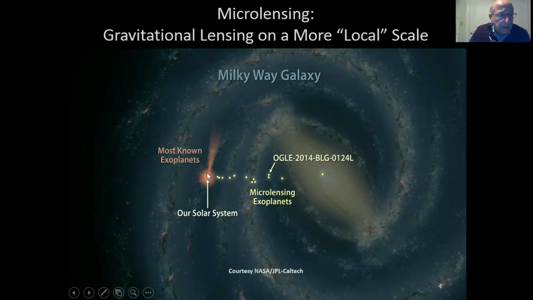Kepler, which has used the transit method, has mostly detected exoplanets in our arm, for example, of the Milky Way galaxy.